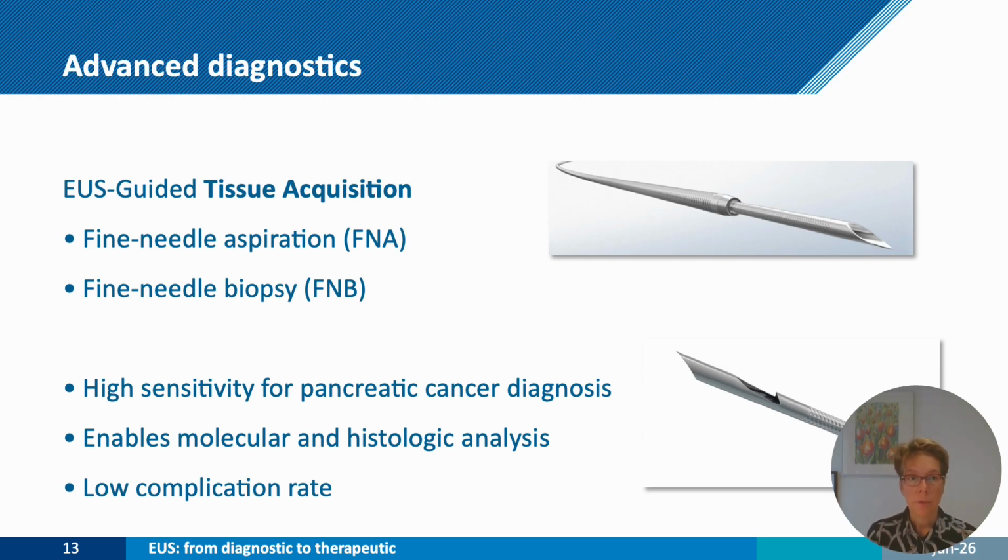And if you do this tissue acquisition, you can either use an FNA needle or an FNB needle. Puncturing a pancreatic lesion is highly sensitive to diagnose pancreatic carcinoma. It enables molecular and histological analysis, and it has a low complication rate.